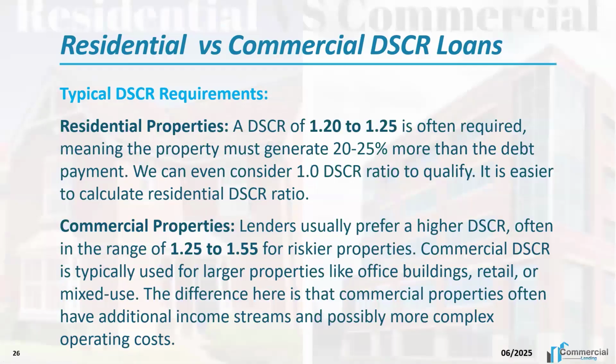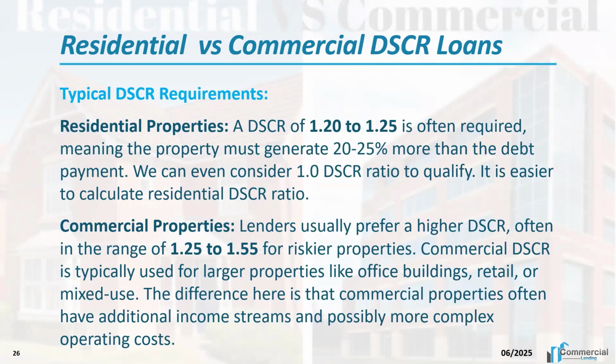Here, we try to show the difference between residential and commercial DSCR loans, as we have mentioned both residential DSCR and commercial DSCR. We needed to address those so that it gives you a clear idea. For residential, we check for a DSCR ratio of 1.2 to 1.25, whereas commercial lenders usually prefer 1.25 to 1.55 if there are risky properties. That means a property must generate, let's say, 20 to 50% more than the debt payment it has.